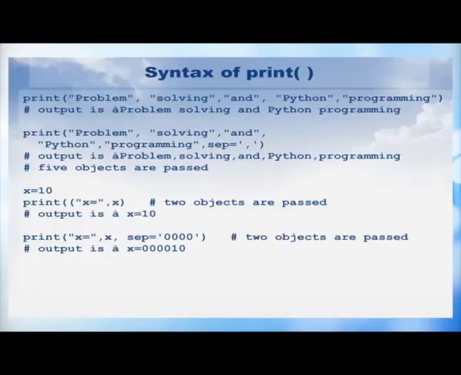Then coming to the third example, suppose x is equal to 10, then we are printing the value of x, we just get 10 as the output. See the last print statement where apart from printing the value of x, we are using a separator also. What is the separator I have used? I have used 4 zeros as the separator. Then how would the output be? x is equal to, then the separator would be used to separate the objects. So, the first object is x is equal to and the second object is x, which are separated by 4 zeros. That is why we get the answer as x is equal to 0 0 0 0 1 0.